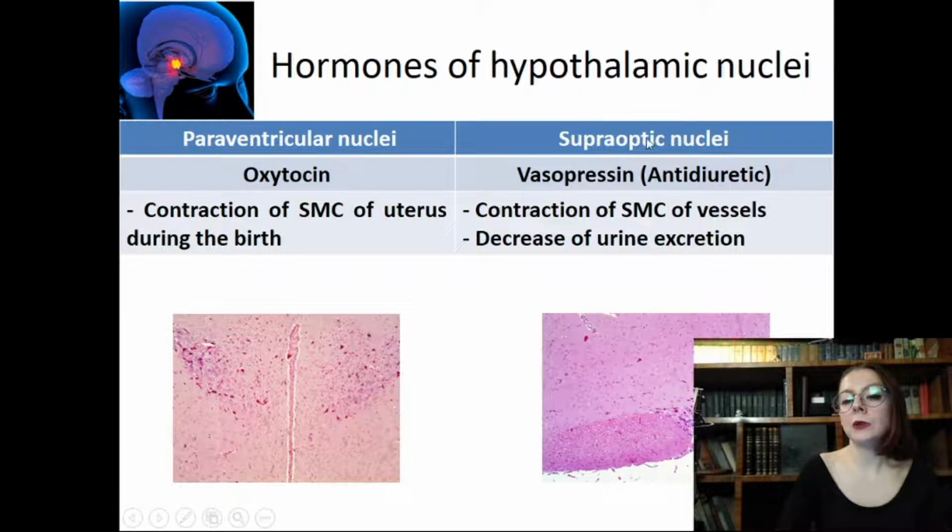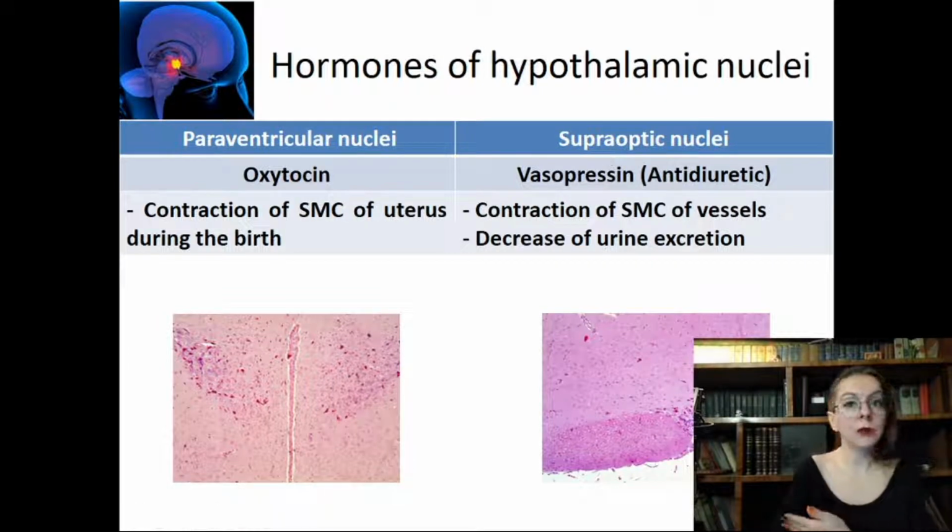Then the second pair of nuclei is represented by the supraoptic nuclei. They are called so because they are located above the chiasma opticus, which is attached to the brain at its base. Here is the chiasma opticus, here is the brain, and exactly here above the carotid artery there is the supraoptic nucleus. It produces predominantly vasopressin, and another name of the hormone is antidiuretic. You should remember both as they are equally used.